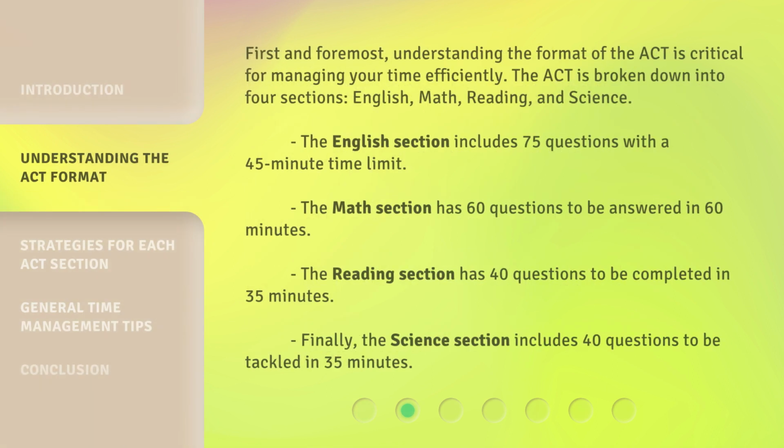First and foremost, understanding the format of the ACT is critical for managing your time efficiently. The ACT is broken down into four sections: English, Math, Reading, and Science. The English section includes 75 questions with a 45-minute time limit. The Math section has 60 questions to be answered in 60 minutes.